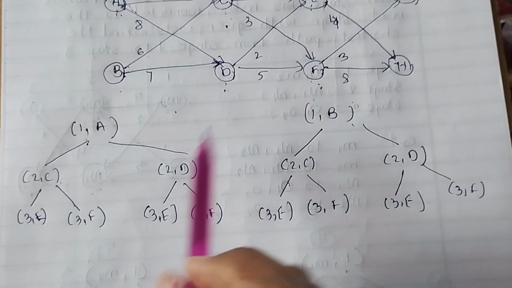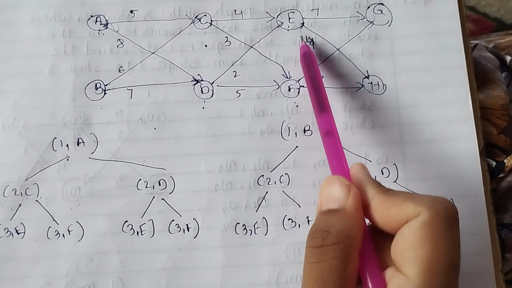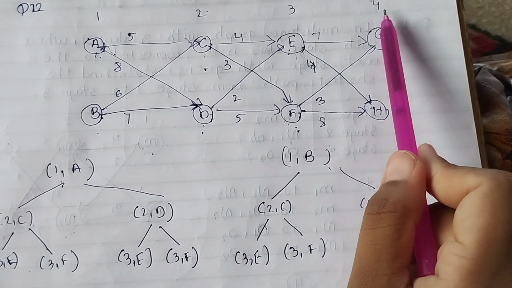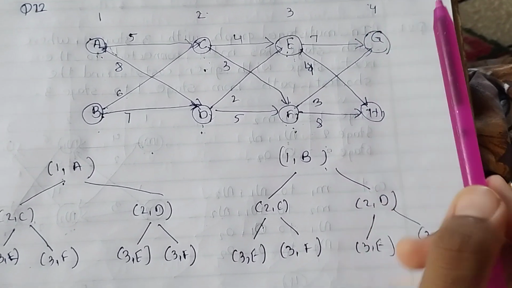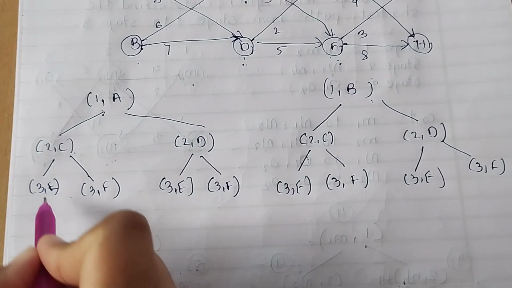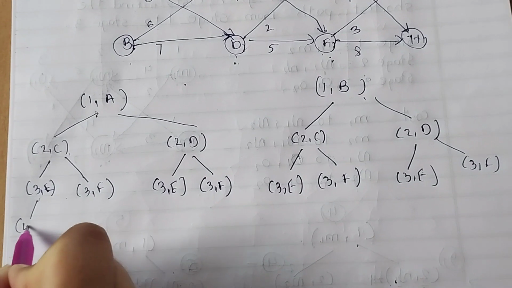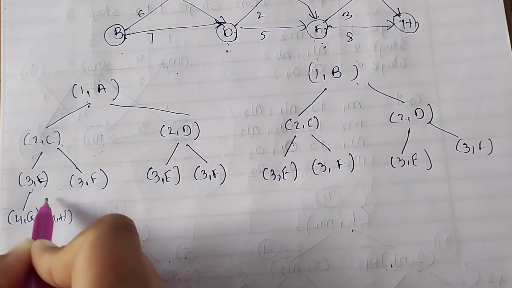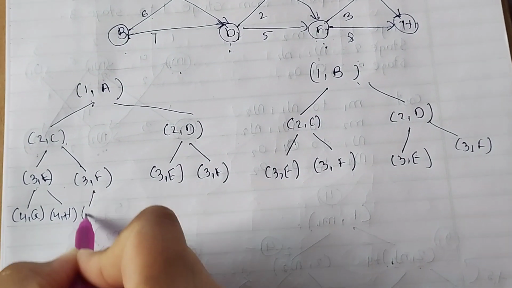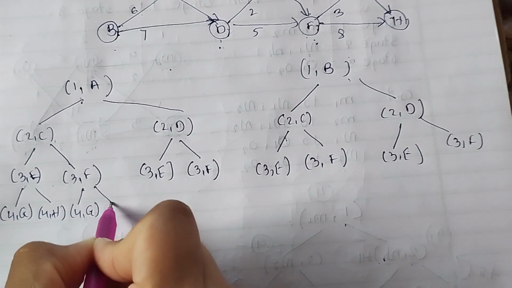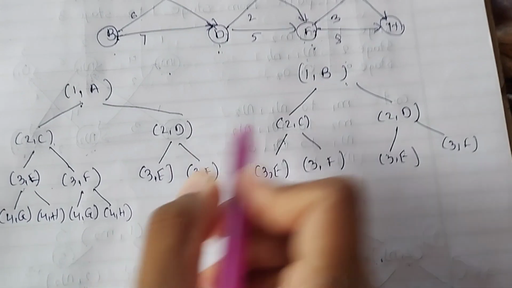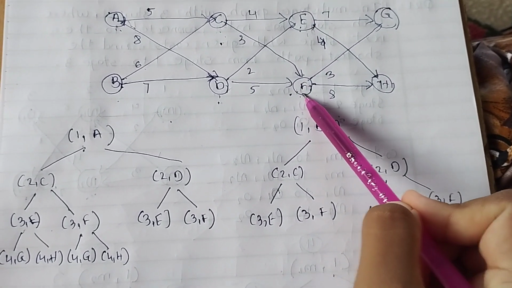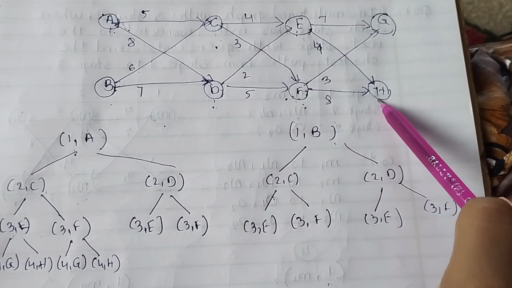Now this 3E, third stage, third node, reaches 4G, fourth stage, G is the node, and 4H. So we draw here 4G, 4H. Same for here, 4G, 4H. We see here 3F, third stage, F node, reaches 4G and 4H.